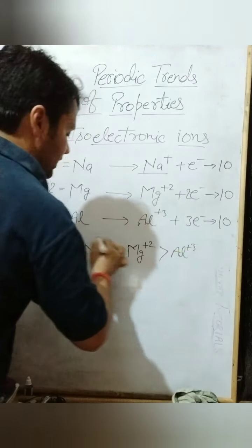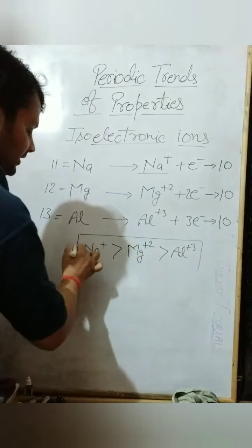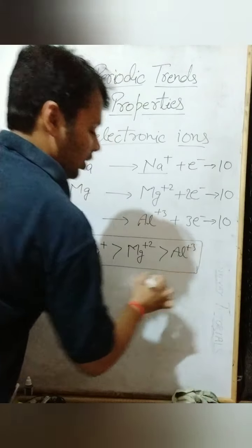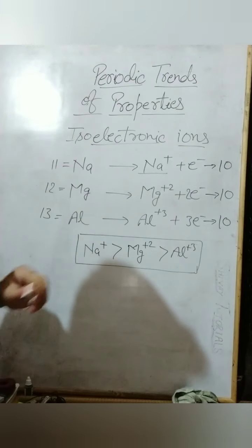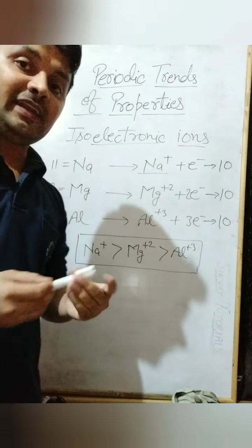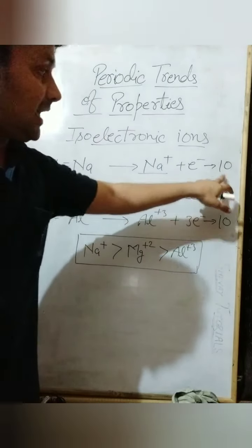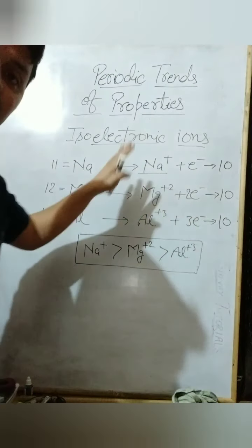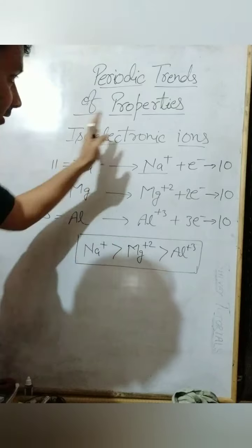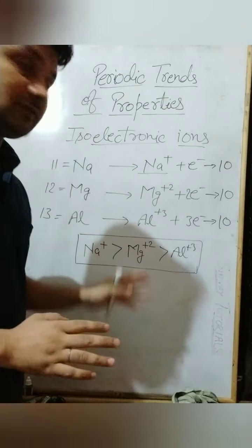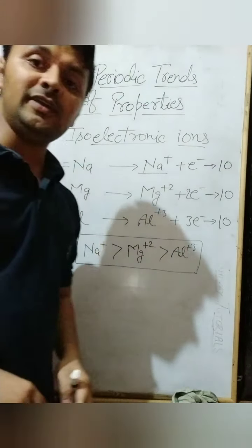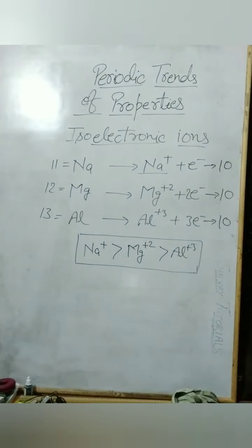Keep this in your mind that this relation is not considered with any group or period. Whenever any ions are given, if the same number of electrons are left, then we can apply this relation to those kinds of ions, which are known as isoelectronic ions. Note it down.